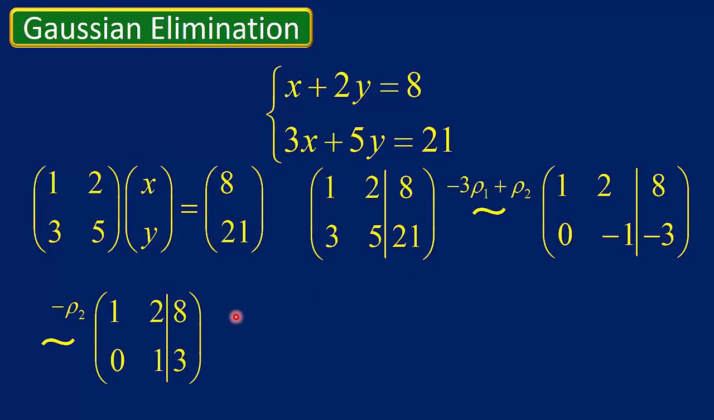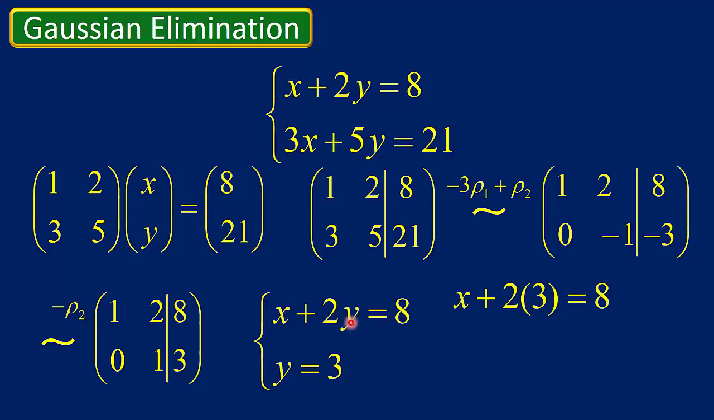Now, look at what we have here. We have 1y equals 3 on this second row. In other words, this is what we have. Now, if I know that y equals 3, I can substitute back in and find out what x is. Because we have x plus 2y equals 8, I get x equals 2. Look at that. We have found the solution to that system.